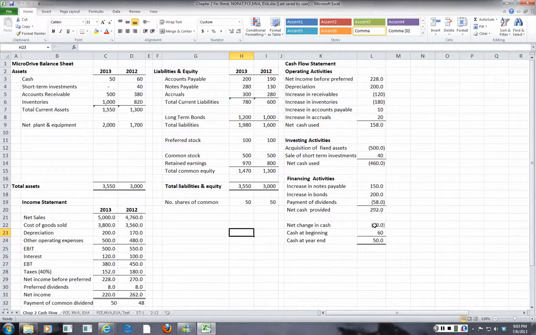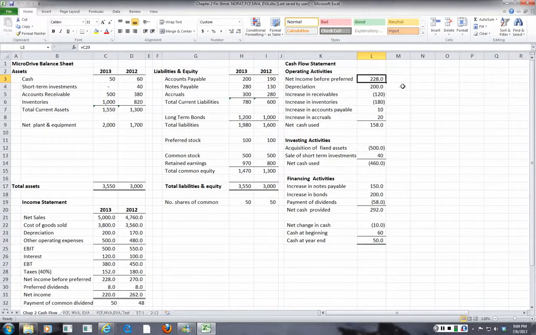The total of $158,000, minus $460,000, plus $292,000, gives a net change of minus $10,000 in cash. The cash at the beginning of the year was $60,000, and you can see that in the 2012 balance sheet. You deduct $10,000 from that $60,000, and you come up with the cash at the end of the year of $50,000, and you can reconcile that back to this figure in the balance sheet. So, having said all that, let's go through this.